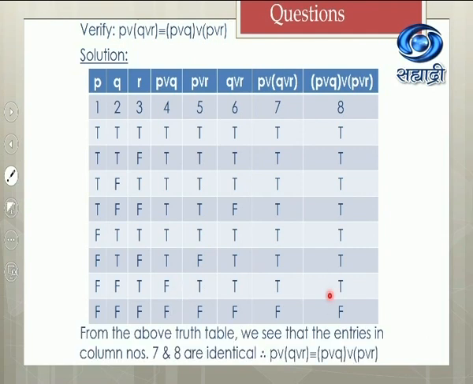Okay. So now we have to observe column numbers 7 and 8. Observe that both are true, true, true, true, and last is false. So we can say that the entries in column numbers 7 and 8 are identical. Therefore, the statement P or (Q and R) is equivalent to (P or Q) and (P or R).